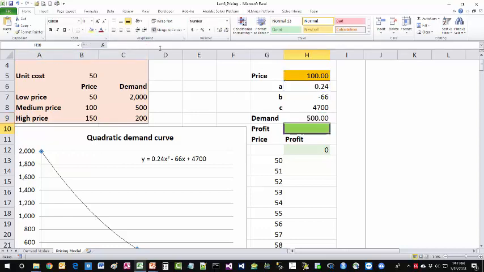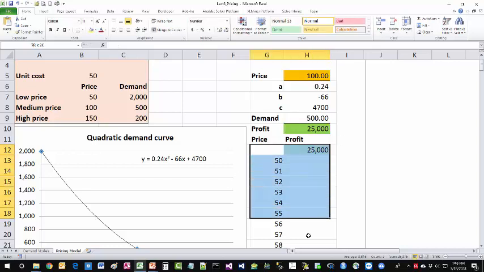So then what we're going to do is calculate the profit, which is the difference between the price and unit cost times the just calculated demand, which is going to be about $25,000 using that baseline price of 100. Then this same profit cell is simply referenced here, and this becomes a data table.